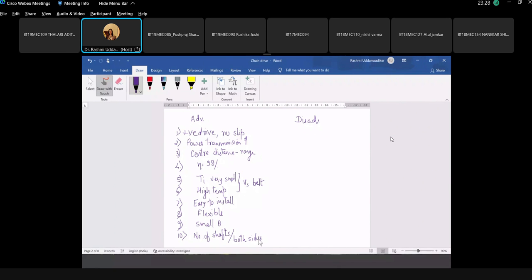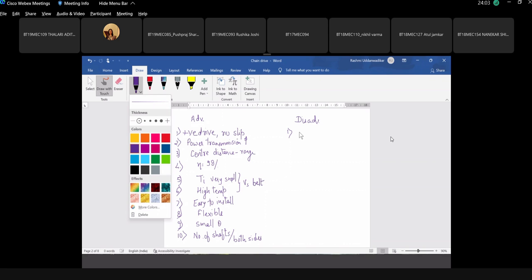Okay, now you have to tell me the limitations. You cannot have a product which will have only all good points, right? Limitations, backlash. What do you mean by backlash? What is backlash? Okay, how do you define backlash in gear drive?